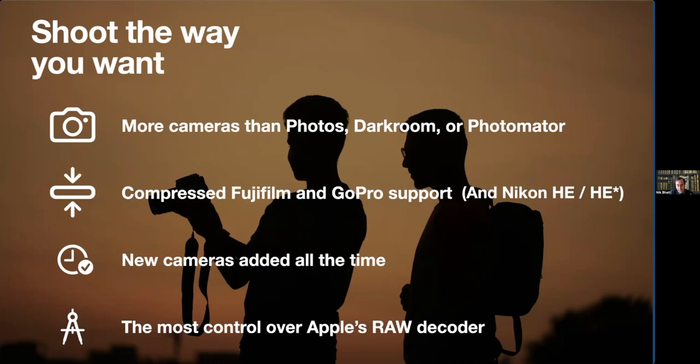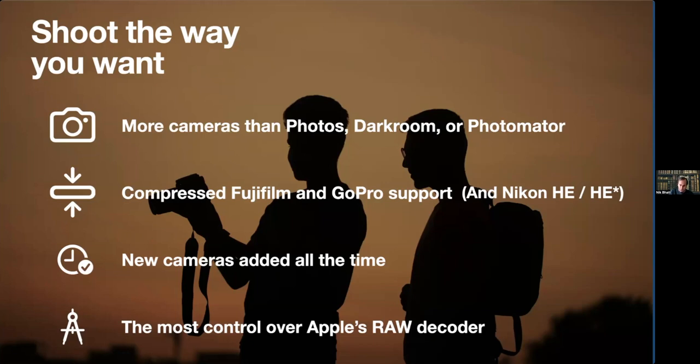What I have done is add support to Apple's decoder for a bunch of cameras and formats. They work when you're using my apps. They don't work if you're using Darkroom or Photos. I'm able to augment Apple's decoder while you're using the app. So I was able to add newer cameras and also things like compressed Fujifilm images, GoPros, and the newer Nikon HE and HE Star format. So those are all now images you can actually edit in my applications, and you still get all the same Apple RAW tools that you get.